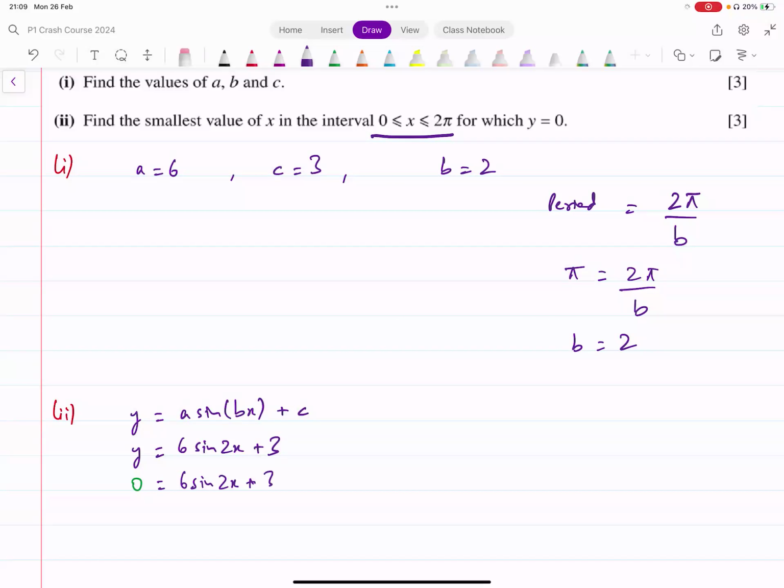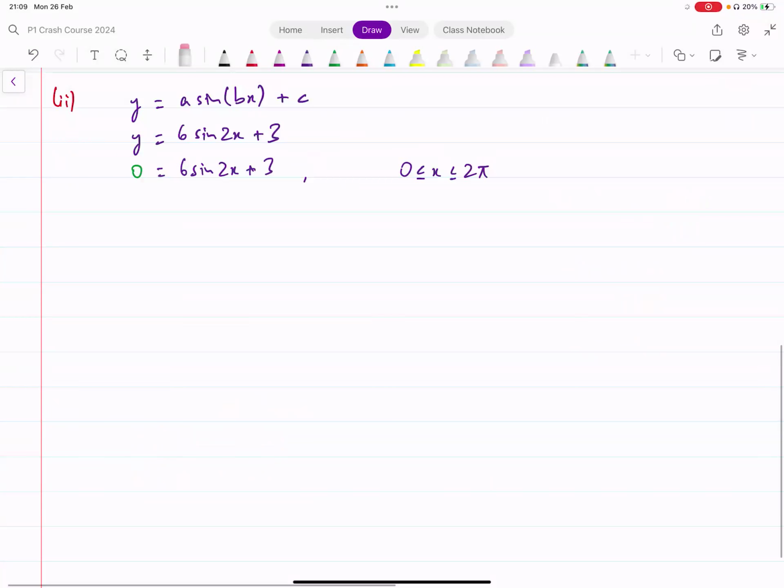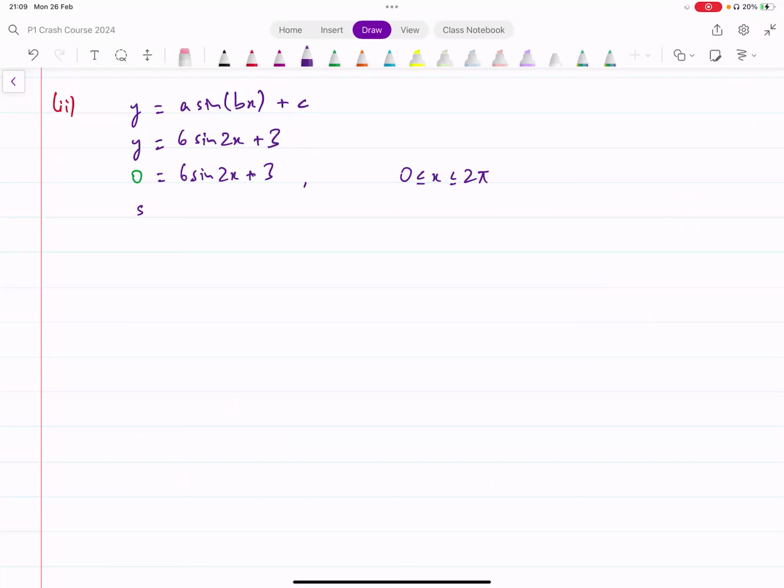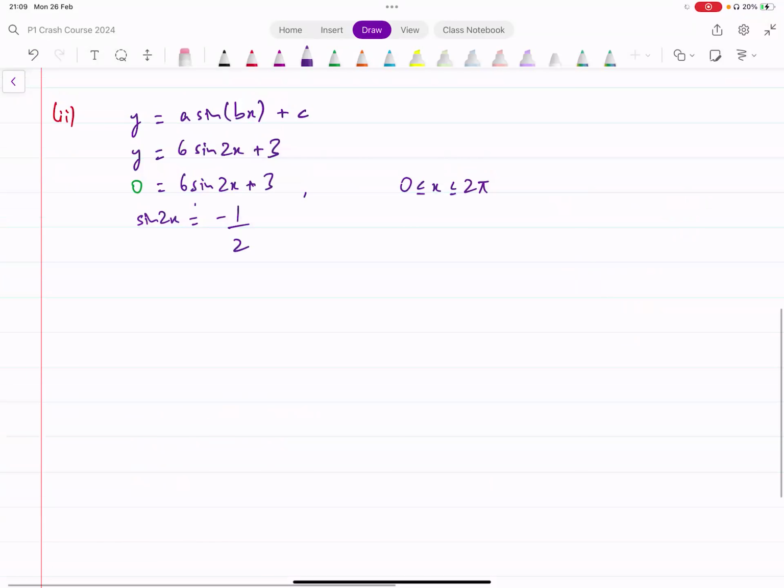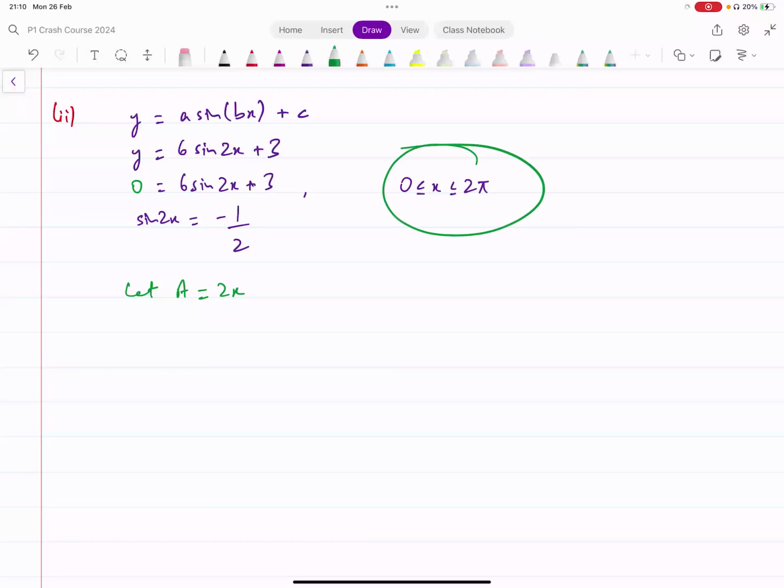What's the interval that we're given? The interval is from 0 to 2 pi. That's the interval. Let's solve this equation. We get sine 2x equals minus 3 over 6, which is going to be minus 1 over 2, right? Once we have this form, what did we used to do? We used to use substitution. You can say let a equals 2x. This interval is going to be adjusted based on that as well.